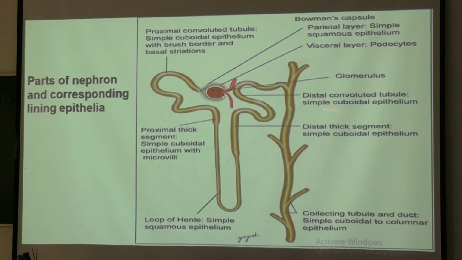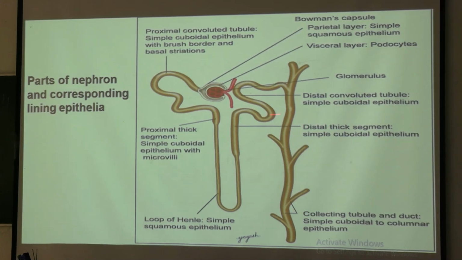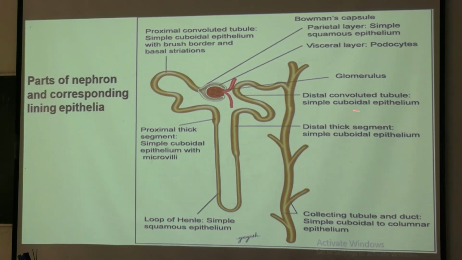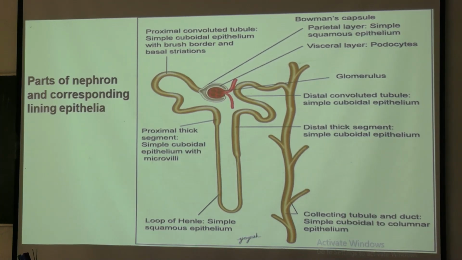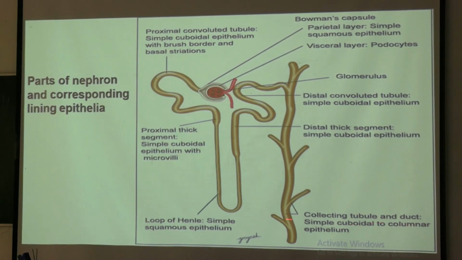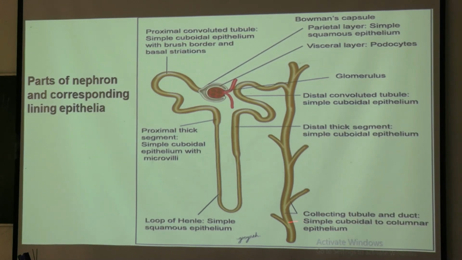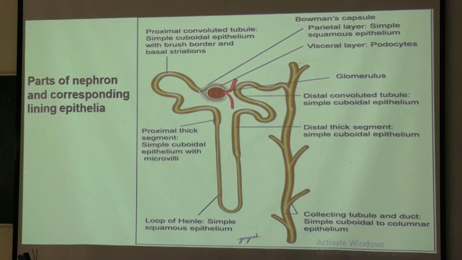Okay, after that we go to the distal convoluted tubule. This is again lined by simple cuboidal epithelium. But here the brush borders are not present. Okay, that's why also the lumen is larger. After that we go to the collecting tubule and collecting duct. Here you will see simple cuboidal to columnar epithelium. Every duct you see cuboidal to columnar epithelium.